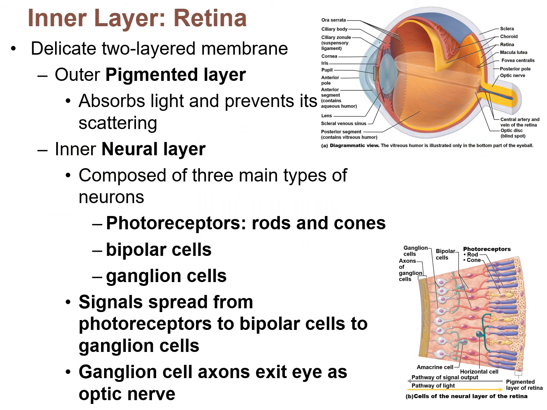Now we're at the inner layer of the eye, which is the retina, which you see in yellow. That inner lining is a very delicate, very thin layer, which is the retina.